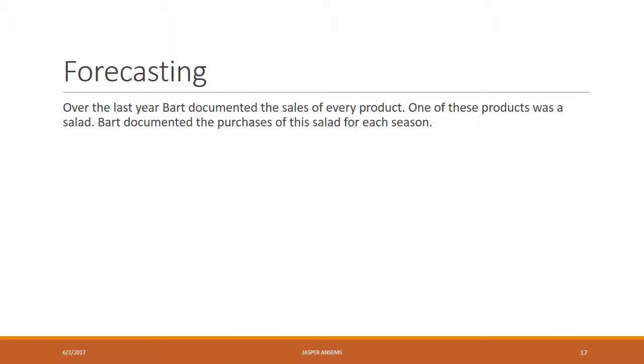Forecasting. Over the last year, Bart documented the sales of every project. One of these projects was a salad. Bart documented the purchases of this salad for each season. The first season, spring, he sold 200 salads, summer 600, fall 300 and winter 100. It comes to a total of 1200 salads sold. So the average sold salads per period was 300.